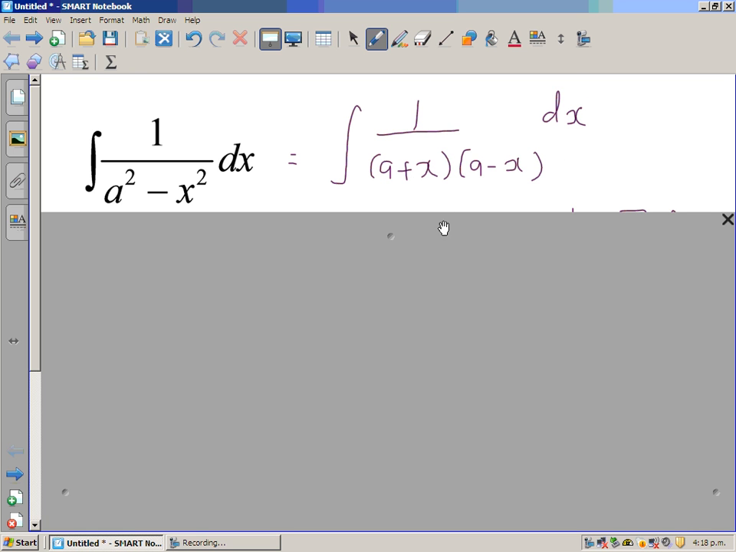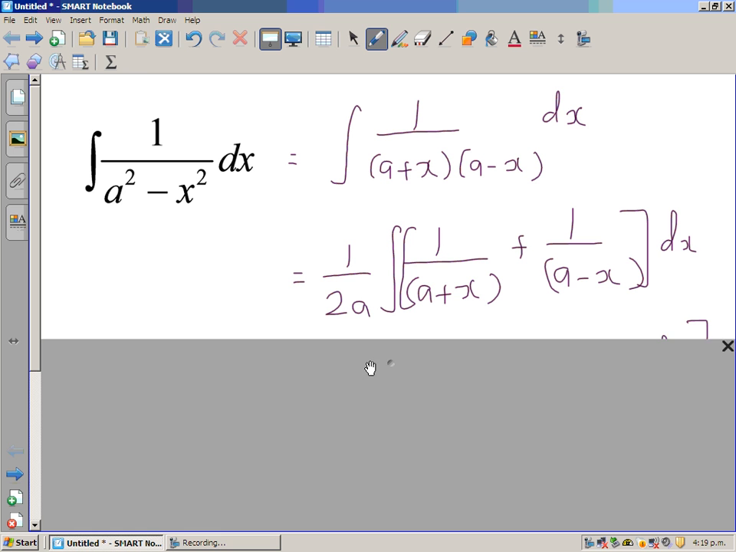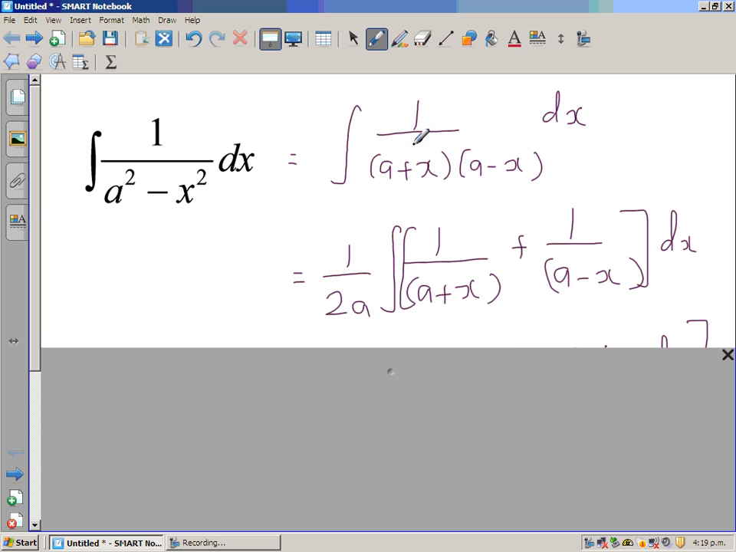Okay, we don't have a formula to integrate in this form, but we know that the integration of 1 over x is natural log of x. So to write that in that form, I have written this step like this. So this changes to this.